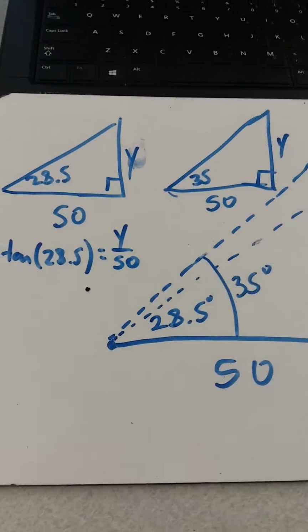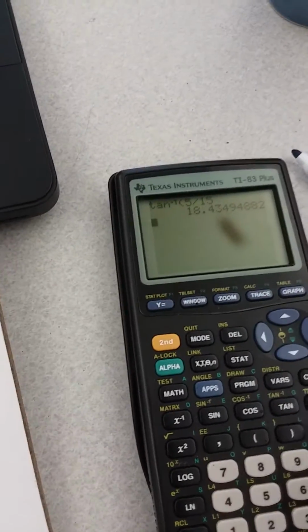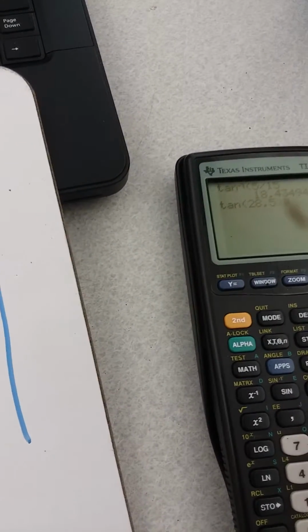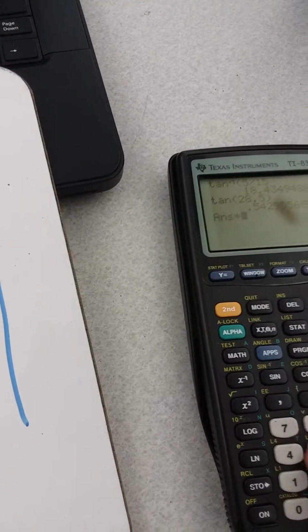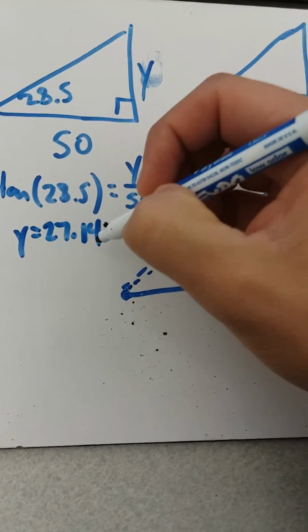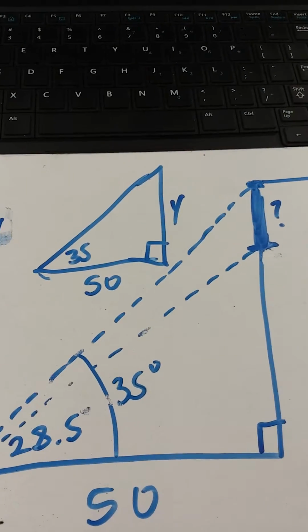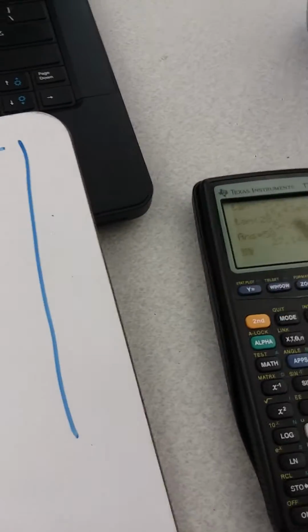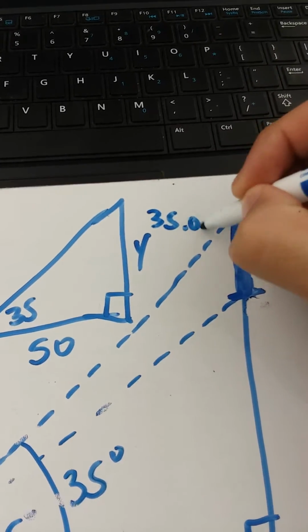If I use my calculator, I'll say tangent of 28.5, and I multiply that by 50, I get 27.14. In other words, that vertical distance is 27.14. I will do the same for the other problem, so I will say 50 tangent of 35. I'm speeding it up a little bit. So 50 times the tangent of 35, and I get 35.01. So this other distance is 35.01.